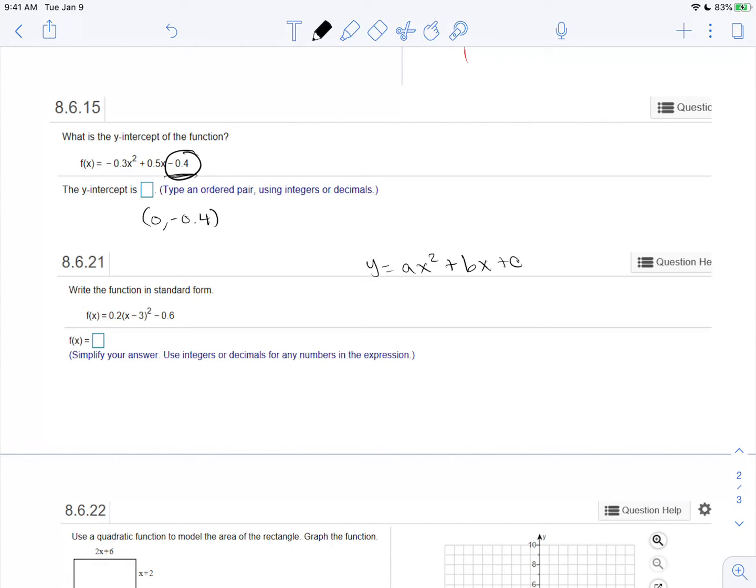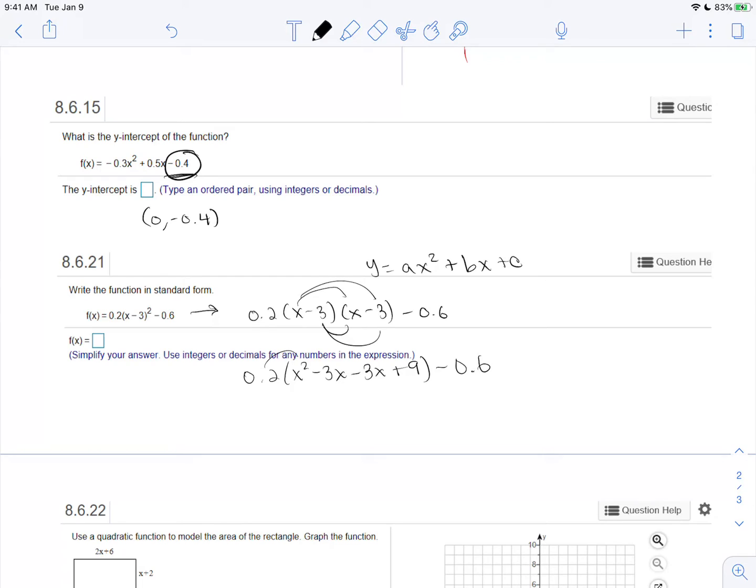So to get this in standard form, I need to multiply this all out. To do that, I'm going to write 0.2, x minus 3, x minus 3, minus 0.6, right? I have to start by foiling here. So I get x squared minus 3x plus 9, okay?